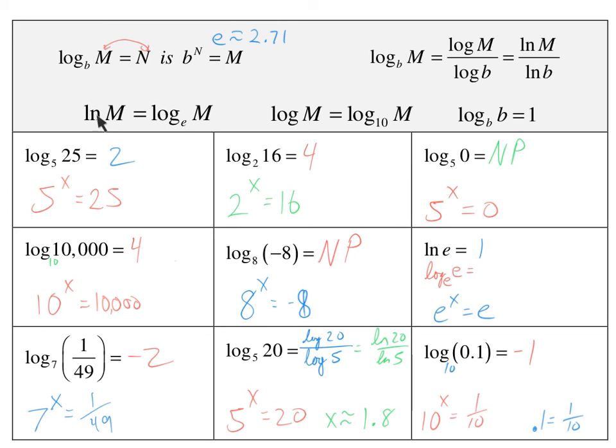Also, if it's ln, it's base e. If there's no base, it's base 10. And if both the base and the inside are the same, it's going to be 1. And lastly, answers that don't work out can be rewritten like this. Good luck with this stuff.